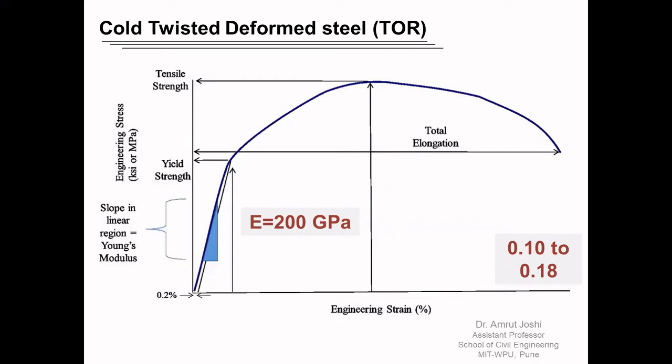So what are the important properties of cold twisted deformed steel, also abbreviated as TOR steel? Its E, that is modulus of elasticity, is going to be 200 GPa, just like mild steel, but its ultimate strain is going to be in the range of 0.1 to 0.18, depending upon the grade of steel, Fe 415 to Fe 600.